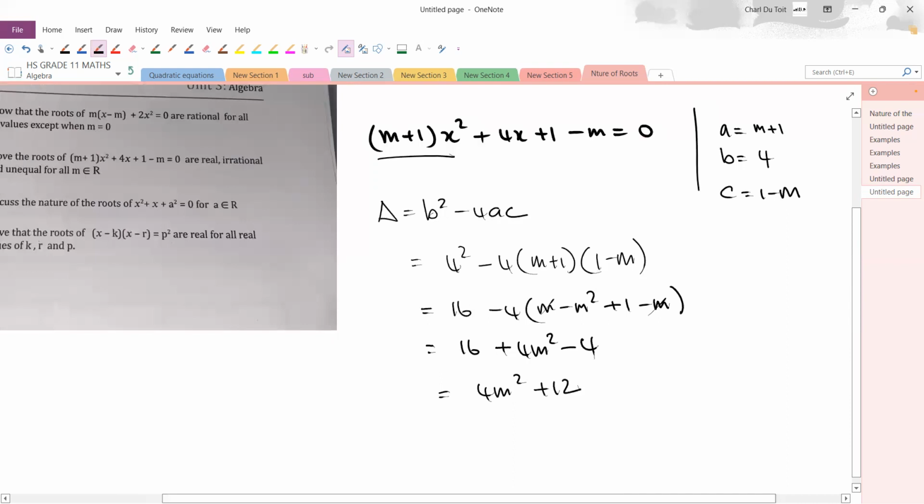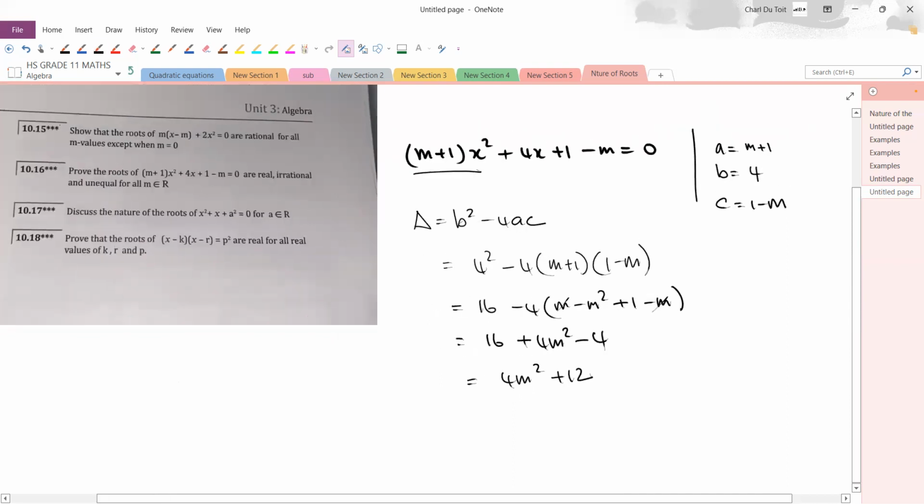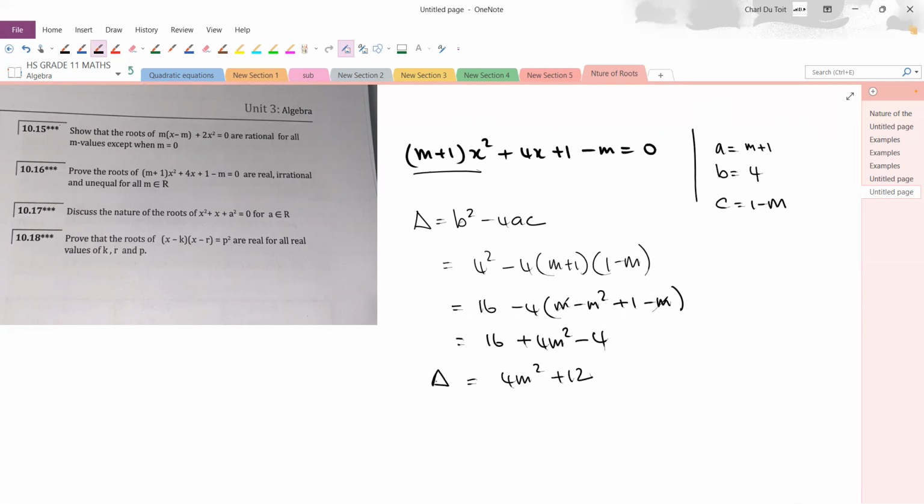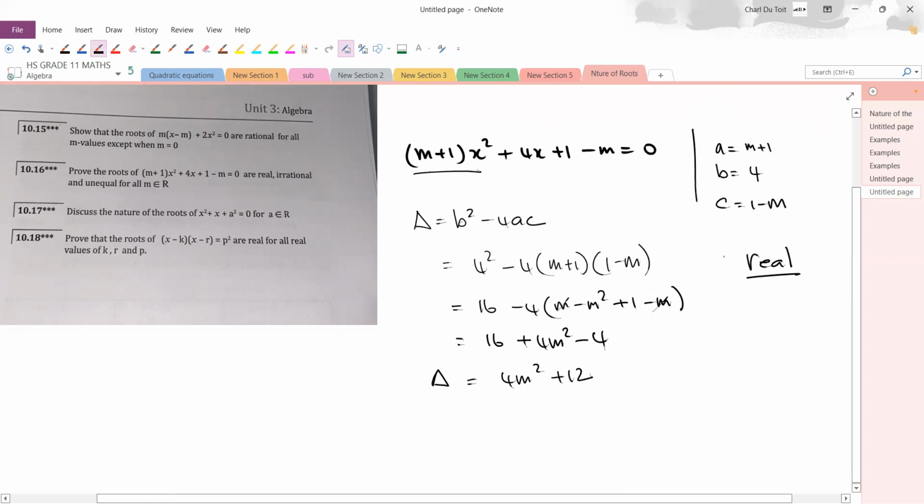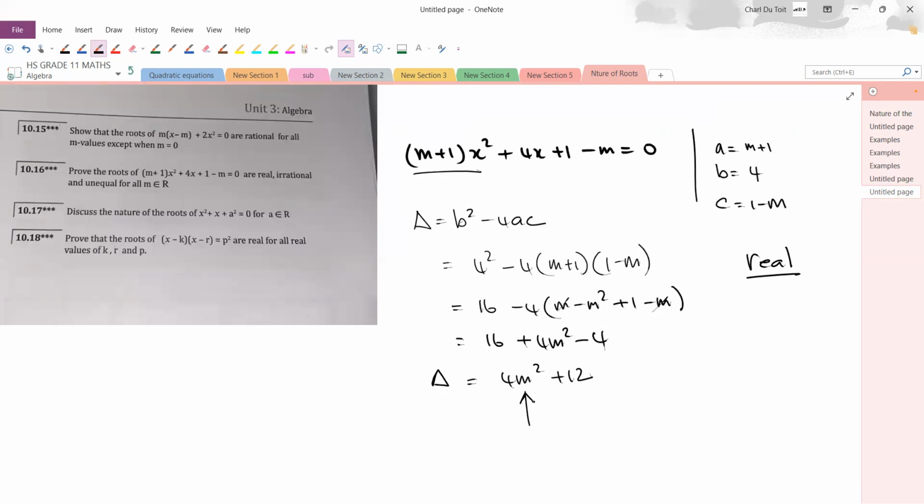I have to prove what? Prove that they are real for all m real. Okay, I don't have a problem. I can also factorize it if I want to. I can leave it like that. So now you have to prove that they are real. How will I know that they are real? Real means I'm getting a value of either 0 or larger than 0. So it doesn't matter what I put into m's value. If I square it, it becomes a positive or a 0. If I add 12, it stays a positive. So it's real.